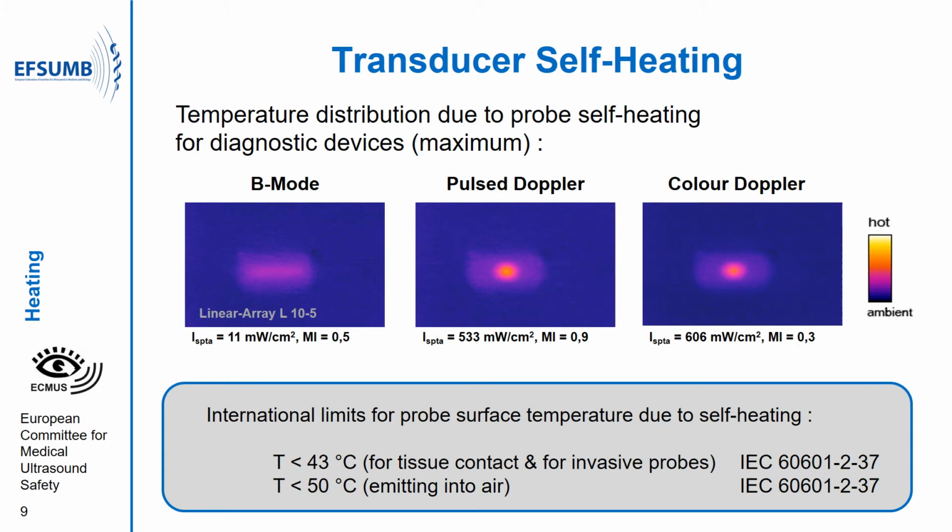Of course, one must also consider effects due to the self-heating of the transducers. This self-heating is due to the loss of energy when converting from electrical to acoustical power. Additionally, depending on the imaging mode used, the increase in transducer element temperature can vary. Here we can see three images demonstrating the temperature rise for a linear array probe under B mode, pulse Doppler, and color Doppler modes. Consideration of transducer self-heating is especially important for intraluminal and intracavity transducers.